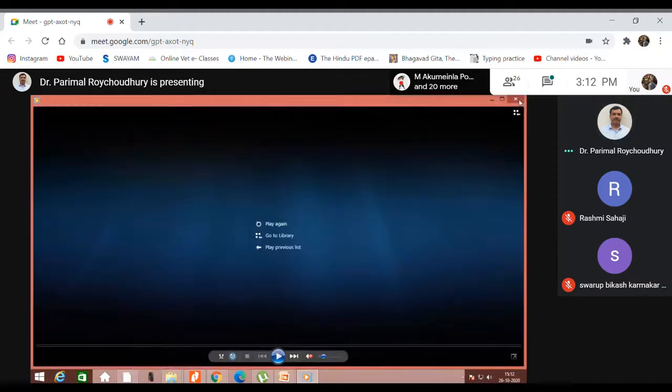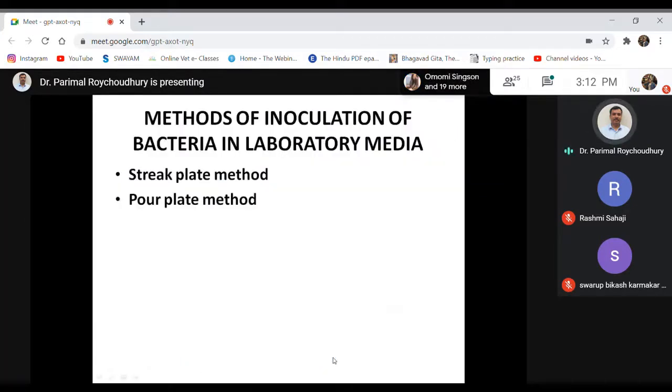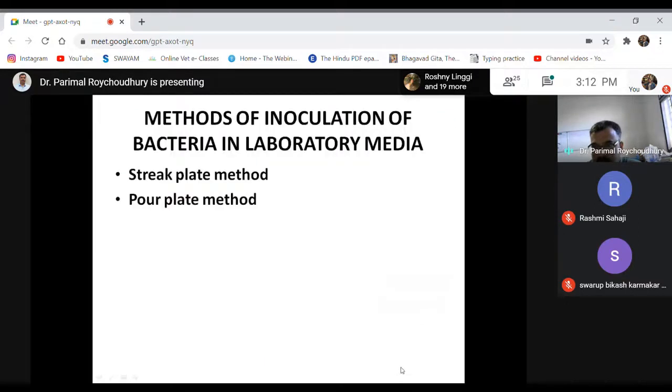After that, we dispense this meat particle into individual tubes, and then we autoclave it. And this media we use for anaerobic isolation. This is in short about the different types of common media, although there are many other media we use. I hope this will give you a glimpse about different types of media and how to prepare them. Then the next important point is how we can inoculate and get a pure culture of bacteria.